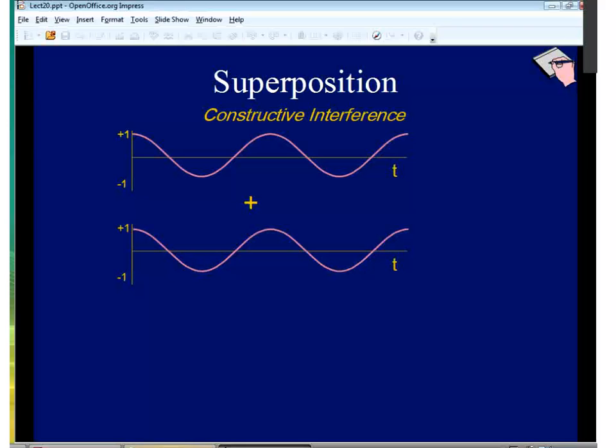If they reach a point at the same instant, then this will try to create maximum, this will try to create maximum, or this will try to create minimum, this will try to create minimum, negative direction. But they will complement each other. They won't act against each other. They would complement each other.